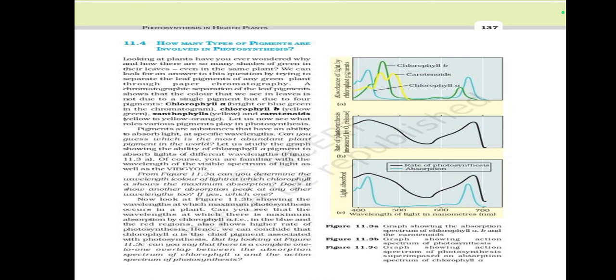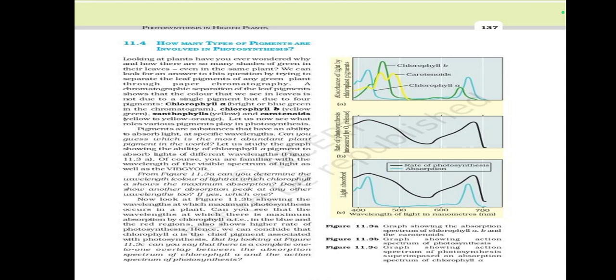The chromatographic separation of the leaf pigments has shown that the color that we see in leaves is not due to a single pigment but due to four pigments: chlorophyll a, bright or blue green in the chromatogram; chlorophyll b, yellow green; xanthophylls, yellow; and carotenoids, yellow to yellow orange. Let us now see what roles various pigments play in photosynthesis.